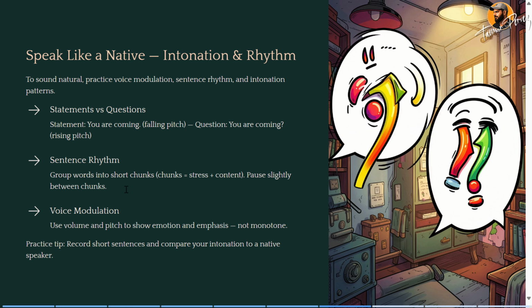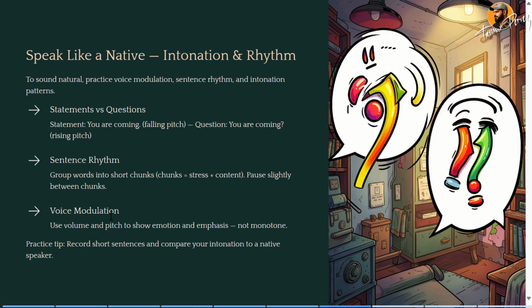जो सेंटेंस रिदम होती है, जैसे ग्रुप वर्ड्स इनटू शॉर्ट चंक्स. चंक्स मतलब स्ट्रेस और कंटेंट, फिर उनमें से हम इन दोनों चीज़ों को देखेंगे. You have to pause slightly between the chunks. हम जैसे ही कोई कन्वर्जेशन में होते हैं, हम कोई भी सेंटेंसेस बोल रहे होते हैं, तो उसमें कुछ ऐसे वर्ड्स होते हैं, कुछ ऐसे फ्रेजेस होते हैं जिनके बाद हमें एक पॉज लेना होता है.